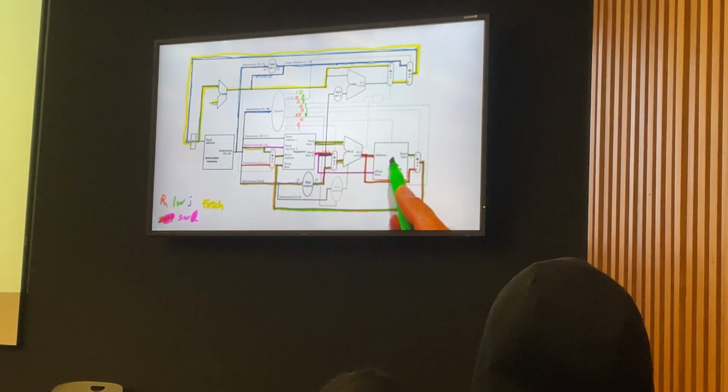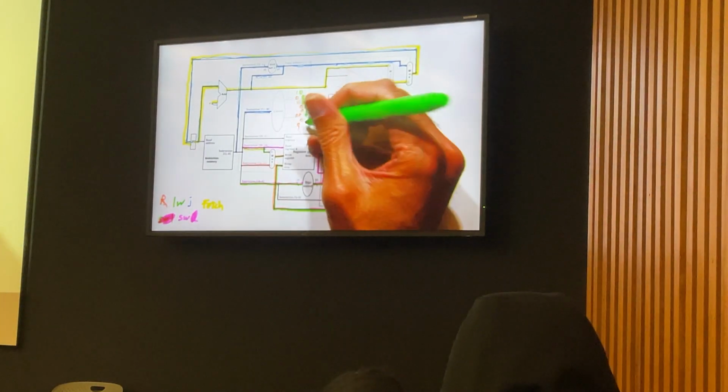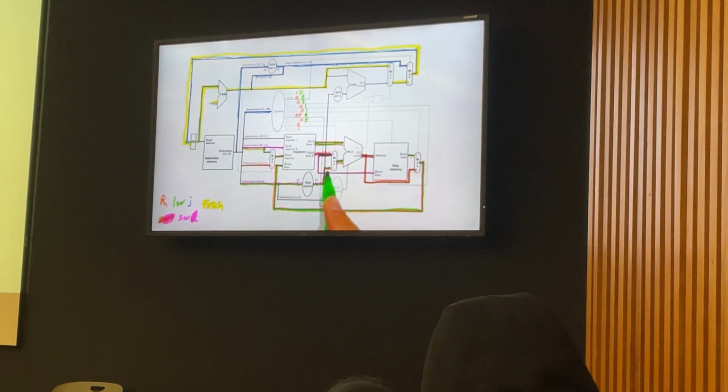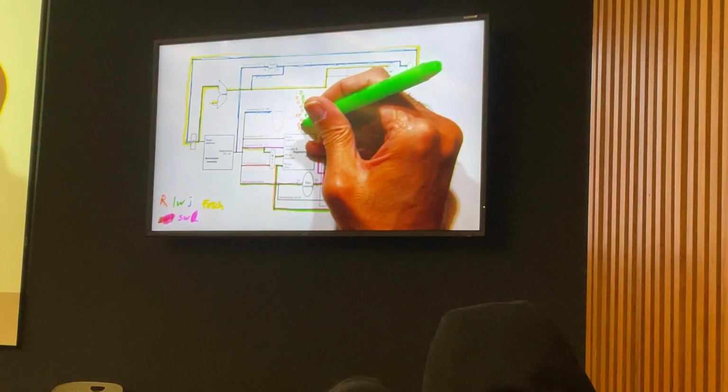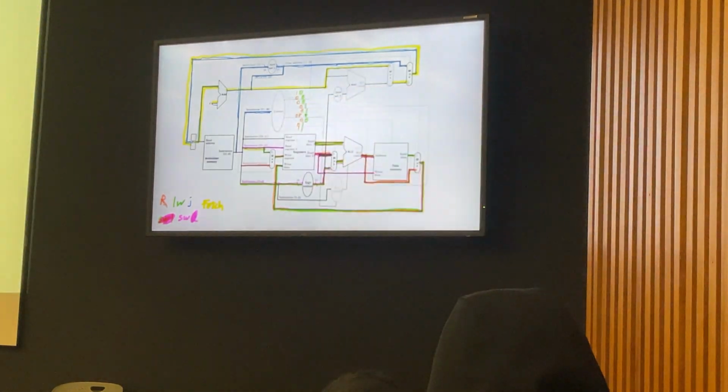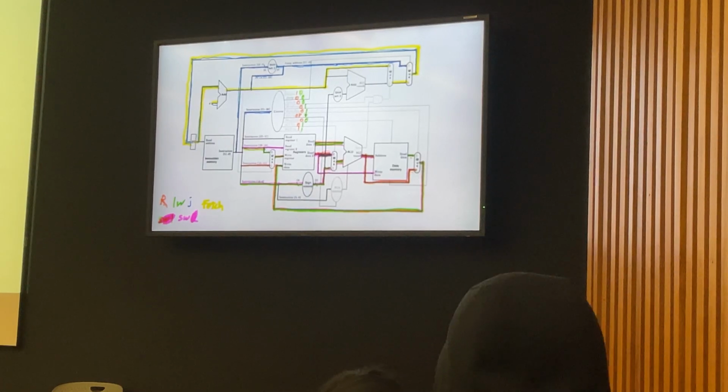MemWrite, are we doing a write? Memory write for a load word? No, 0. ALU source, immediate, good, 1. RegWrite, are we writing the register file? Yes, 1. Okay, so we got the load word. Should it be 0? Yes.